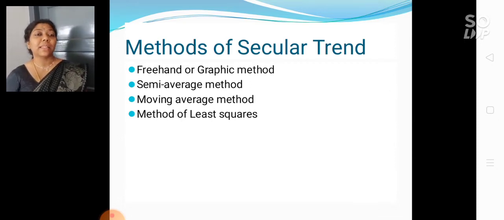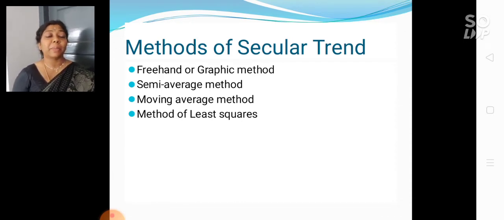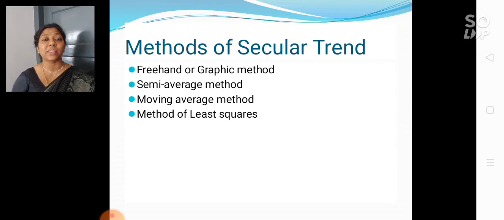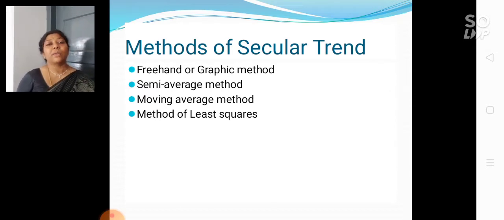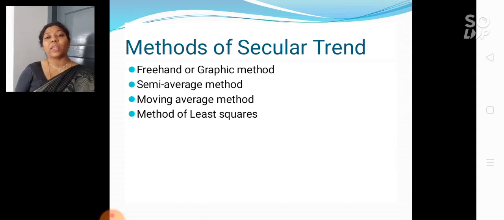First, the freehand method. The freehand method is nothing but the statistician, who is in charge, himself deciding about the changes. That is called the freehand method.